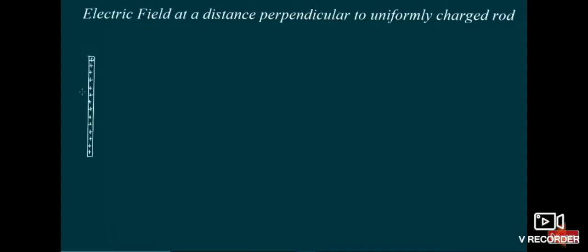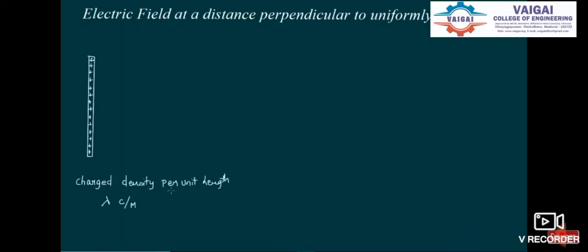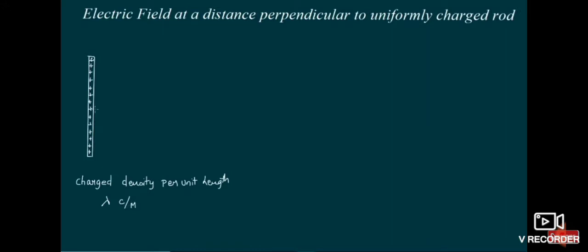Electric field at a distance perpendicular to a uniformly charged rod. We are going to see about the electric field at a distance perpendicular to a uniformly charged rod. The charge density per unit length for the rod is given by lambda coulomb per meter. It is the line charge density. It is expressed as lambda, sometimes as rho L.